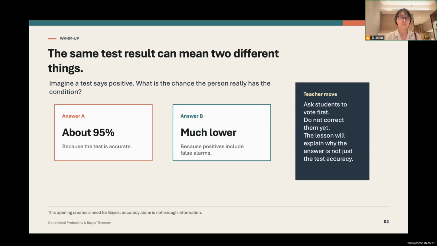Okay, many of you may naturally choose 95%. That answer feels reasonable because if a test sounds accurate, we want to trust it. But in probability, we must be careful about the direction of the condition. The chance of a positive test if someone has the condition is not the same as the chance someone has the condition if the test is positive. That difference is exactly why we need conditional probability.